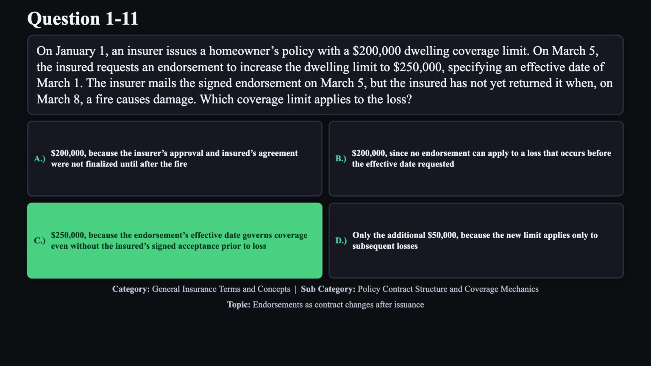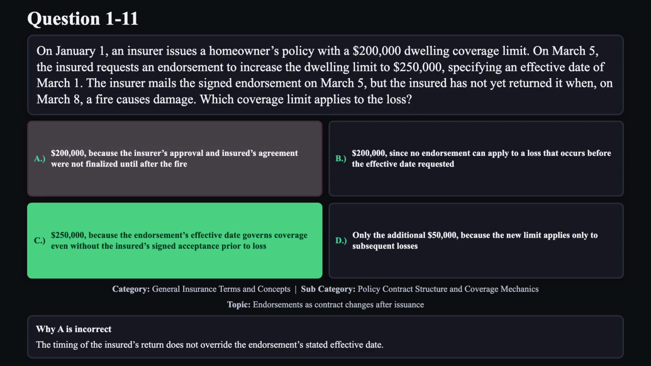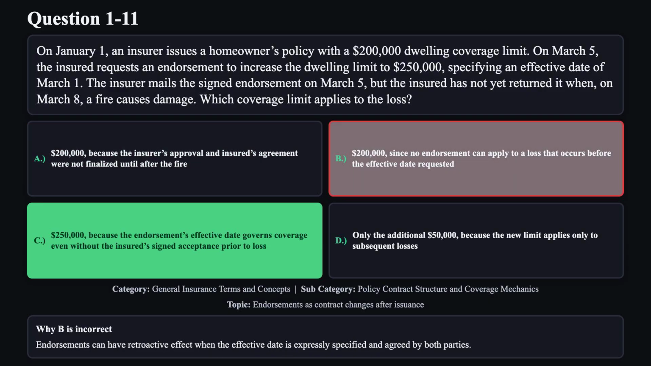The correct answer is C. The endorsement specified a March 1st effective date, so it modifies the contract as of that date regardless of when the insured returns the document. Reason A is not correct. The timing of the insured's return does not override the endorsement's stated effective date. Reason B is not correct. Endorsements can have retroactive effect when the effective date is expressly specified and agreed by both parties.